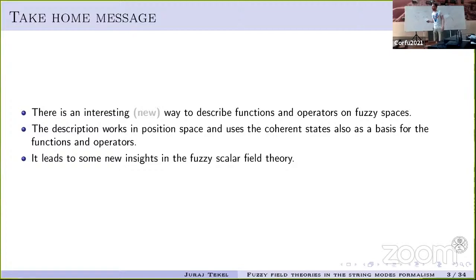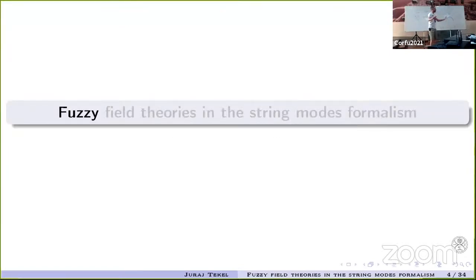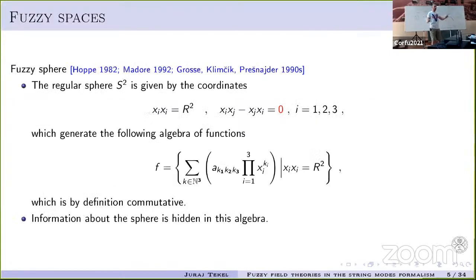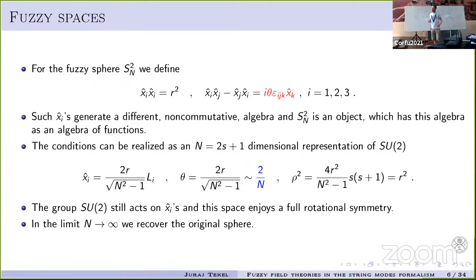So let me begin by getting us all on the same page, even though most of the things that I will show you in this introduction you have already seen in the earlier talks today. And I will talk about the fuzzy sphere, but everything I say can be generalized to more complicated fuzzy spaces. Now, the regular sphere can be described by the algebra of functions on the sphere, which is generated by these three coordinate functions. And then the fuzzy sphere is formulated by a deformation of these relations.